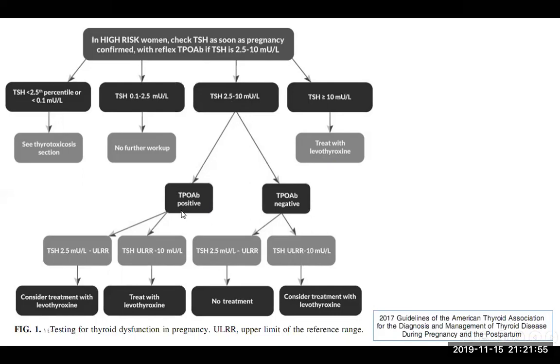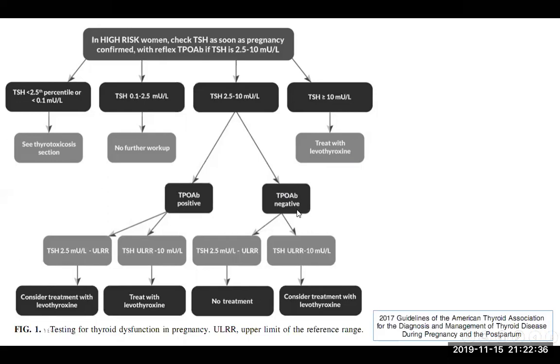Of course, if anti-TPO is positive, we must treat if TSH is more than 10. But if TSH is between 2.5 and the upper reference range of the normal, in most laboratories until 4, TSH between 2.5 to 4, consider treatment with levothyroxine because anti-TPO is positive. So in any female with anti-TPO positive and TSH more than 2.5, consider treatment.